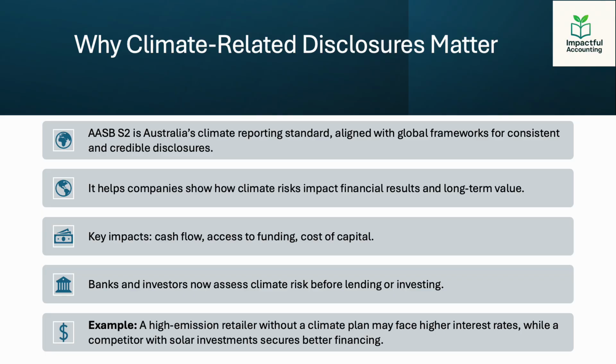Let's say your company is applying for a loan. In the past, the bank may have looked at your cash flow and assets. Now, they also want to see how exposed you are to climate risk. If you rely heavily on fossil fuels or operate in flood-prone areas and you are not tracking or disclosing that, they might consider you a high-risk borrower and offer a higher interest rate.